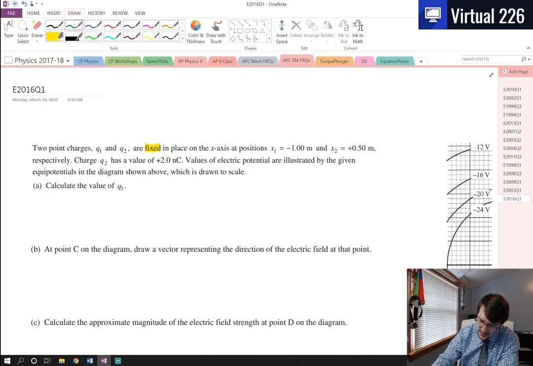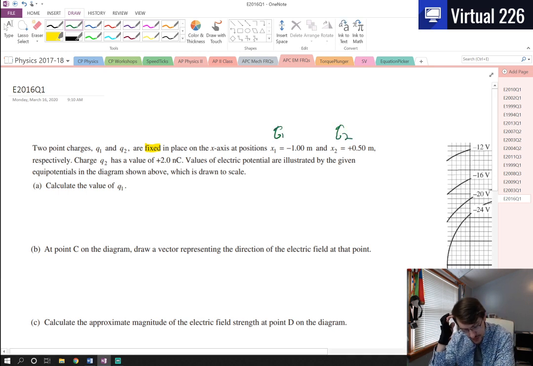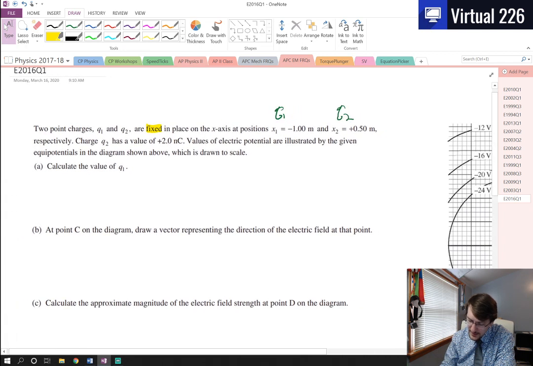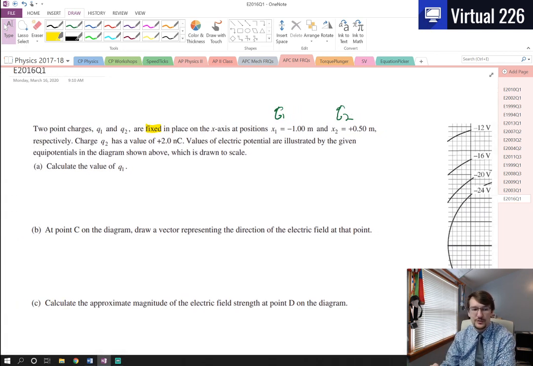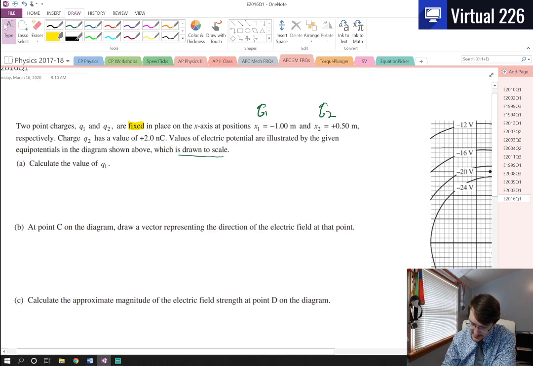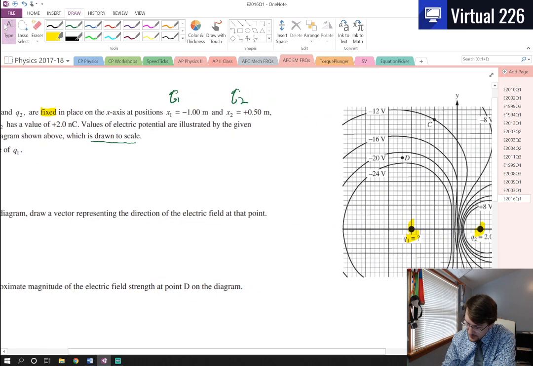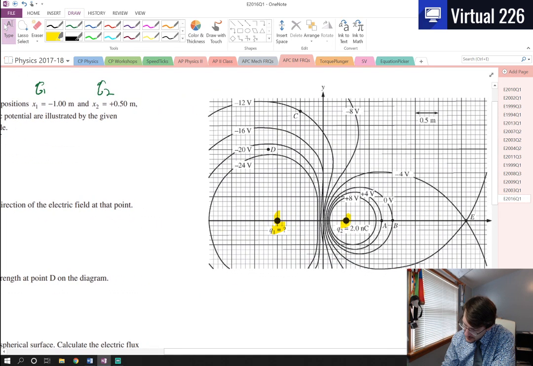So this is Q1 and then this is Q2. And charge 2 has a value of 2 nanocoulombs on the right, and the values of the electric potential, so voltages, are illustrated in the given diagram, which is drawn to scale. So that means we're going to have to use that diagram for something as we move along. And to start with, we're calculating the value of Q1. Wonderful. This will be delightful.